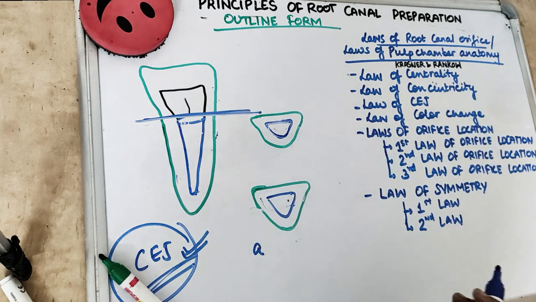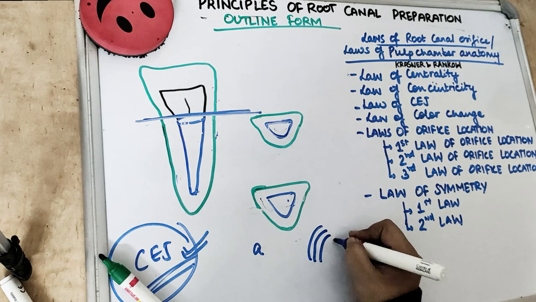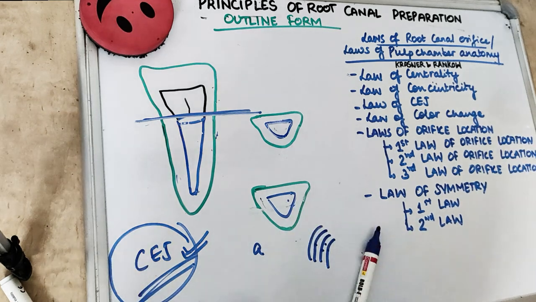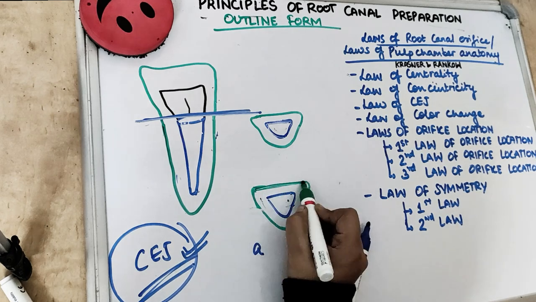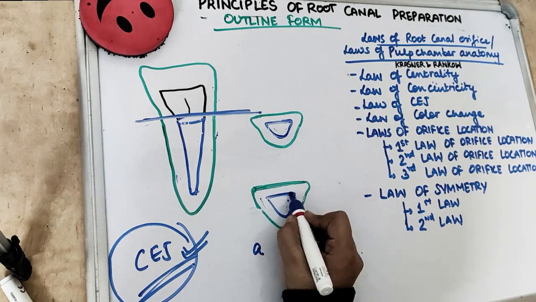Law of concentricity means, see, these are concentric circles. Concentric means parallel to each other. That means the surfaces are going to be parallel to each other. Suppose this is the inside of the labial surface. So the pulp chamber wall of the labial surface is going to be parallel.